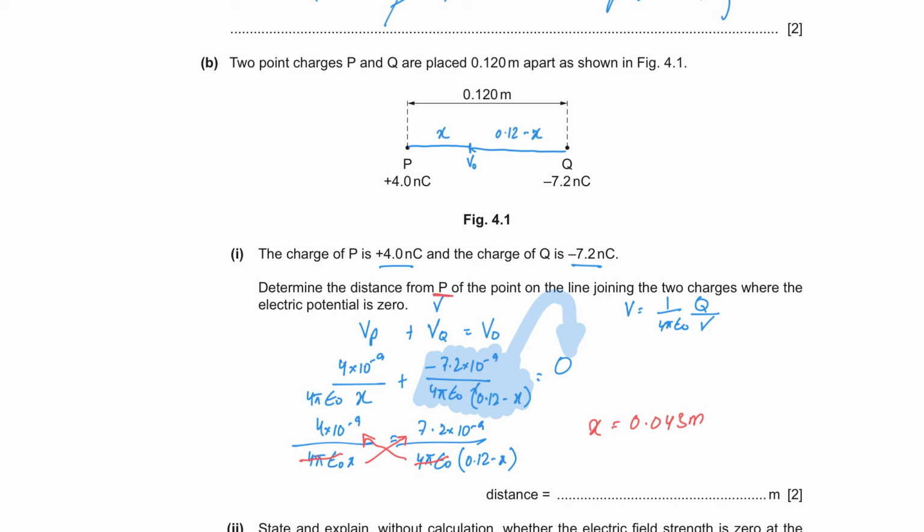If they wanted the distance from Q, we'd either do the same thing and then find 0.12 minus x, or we'd replace this distance and write this as x and the other distance as 0.12 minus x.